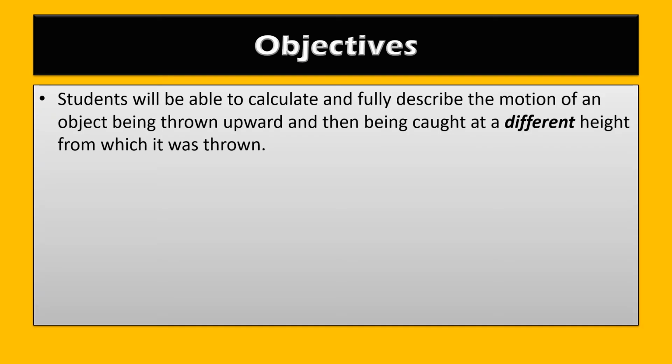In this lesson, students will be able to calculate and fully describe the motion of an object being thrown upward and then being caught at a different height from which it was thrown. So no longer is it going to be symmetrical like we did last time. It adds another level of critical thinking that you'll have to do.